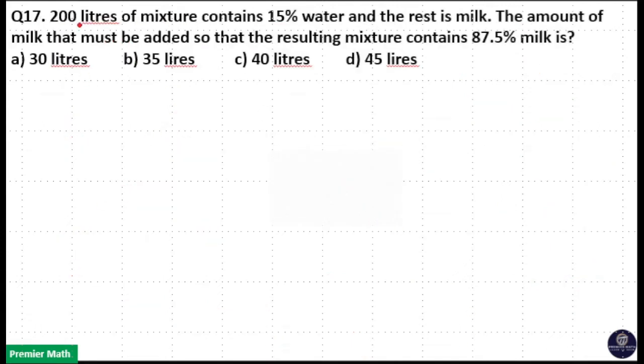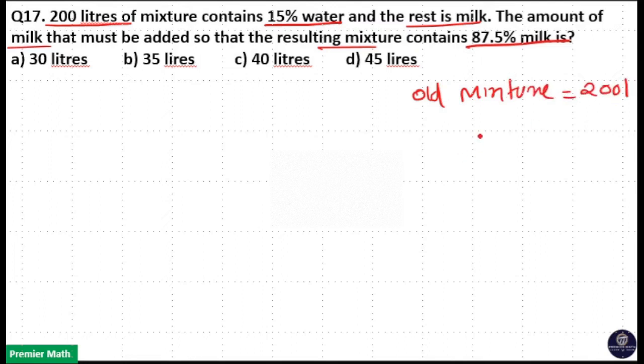Next is, 200 liters of mixture contains 15% water and the rest is milk. Find the amount of milk that must be added so that the resulting mixture contains 87.5% milk. So the old mixture is equal to 200 liters and that contains 15% water, which means it contains 85% milk.